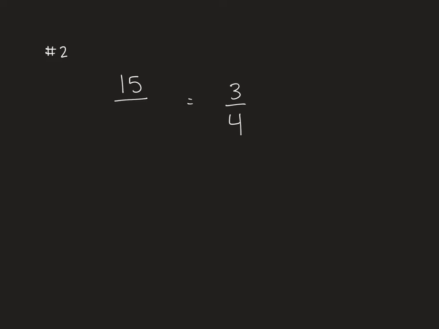Question number 2 says to solve the ratio as you did in question 1, but note that the arrows are going to have to go from right to left instead of left to right. So to get from 3 to 15, we need to multiply by 5. So we'll do the same to the bottom, which means 4 times 5 gives us 20. So 15 out of 20 is equal to 3/4, which we saw on the page before as well.